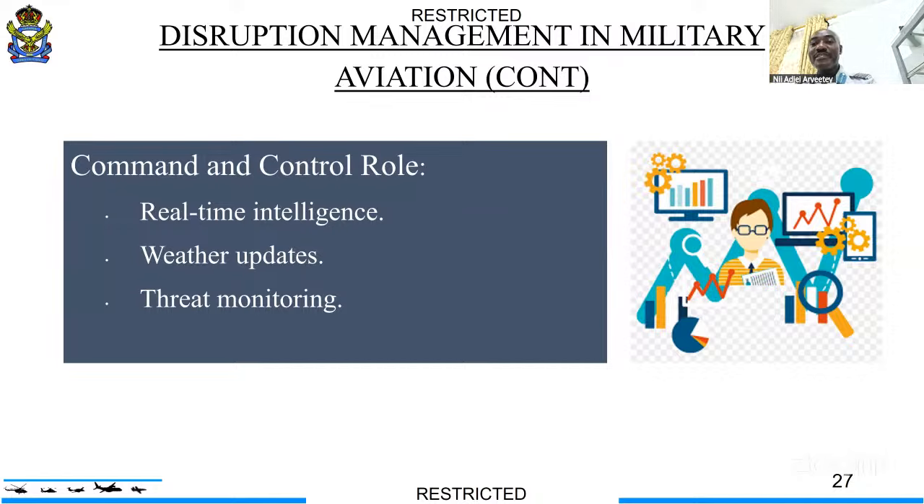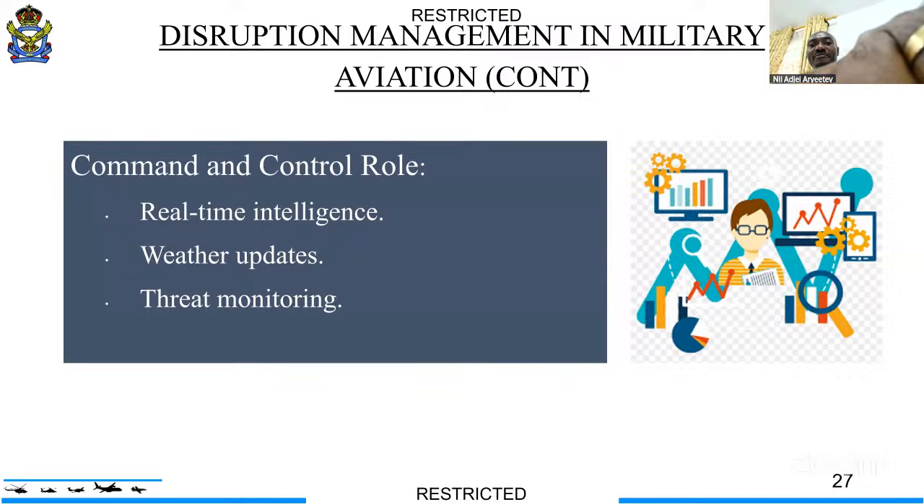Then weather updates. Weather is always not predictable. Sometimes weather changes and we can't even understand the phenomena. So we need to invest in real-time weather. Currently, we have subscribed to a lot of apps and all that helps us, but we cannot have enough.